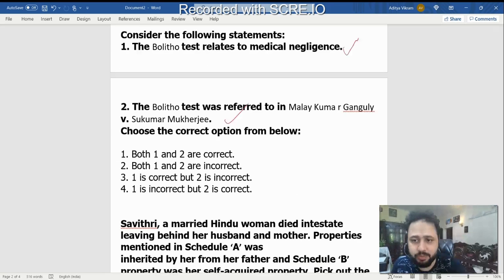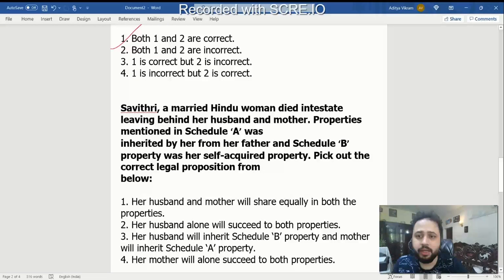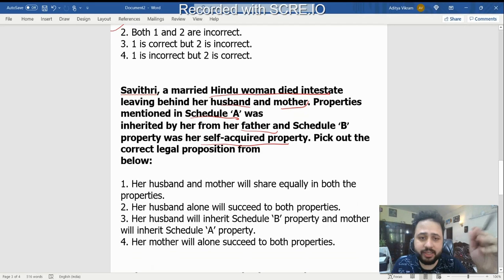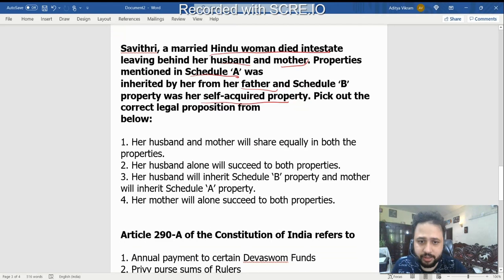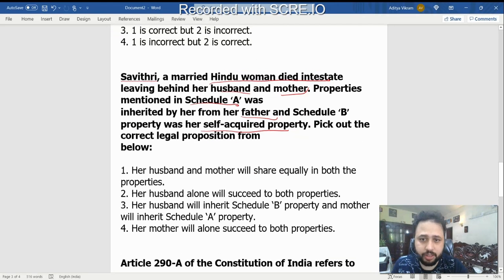Okay. Savitri, a married Hindu woman, died intestate, leaving behind her husband and mother. So properties mentioned in Schedule A was inherited by her from her father, and Schedule B property was her self acquired property. तो इसका devolution कैसे होगा? तो देखिए जो father से property मिली थी वो तो mother को जाएगी. Sorry, जो father से property मिली है, that can go to the husband. So her husband will inherit Schedule B property. Okay.